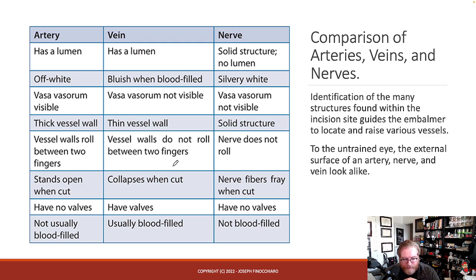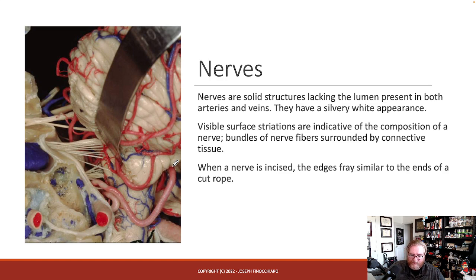Identification of the many structures found within the incision site guides the embalmer to locate and raise various vessels. To the untrained eye, things may look alike, things may feel alike, but with time that will change. Nerves are solid structures. They lack a lumen. They don't have a hole. They are silvery white in appearance. They have visible striations that are indicative of the composition of a nerve.